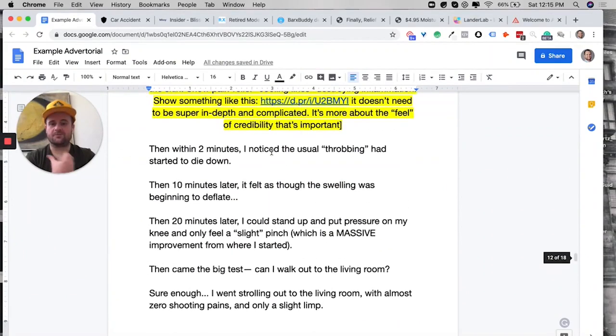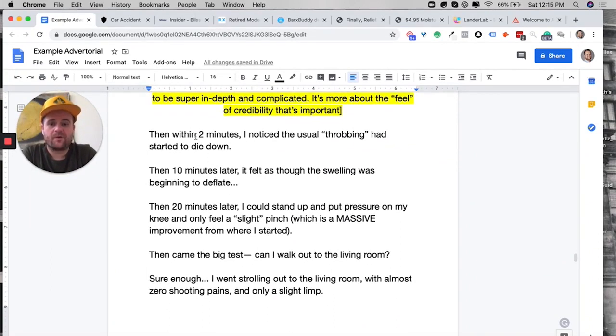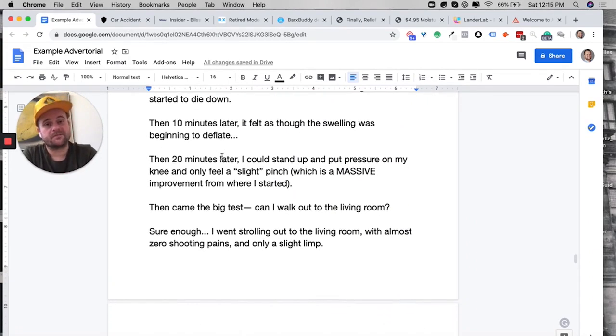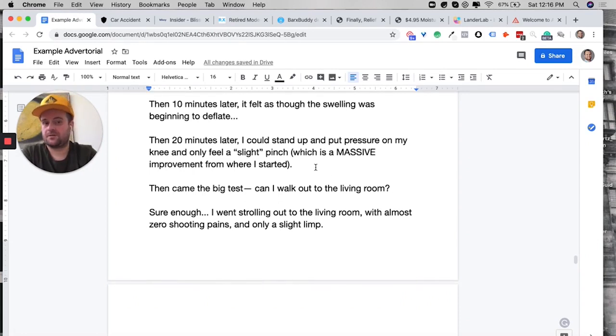And then I also break down reasonably. Now, this is the part where the solution, I break down reasonably how it works. Within 2 minutes, I noticed the throbbing started going away. Start off small. Then 10 minutes later, the swelling began to deflate. 20 minutes later, I could stand up and put pressure on my knee and only felt a slight pinch, which is a massive improvement for where I started. So she still felt pain, but it's reasonable and way better.